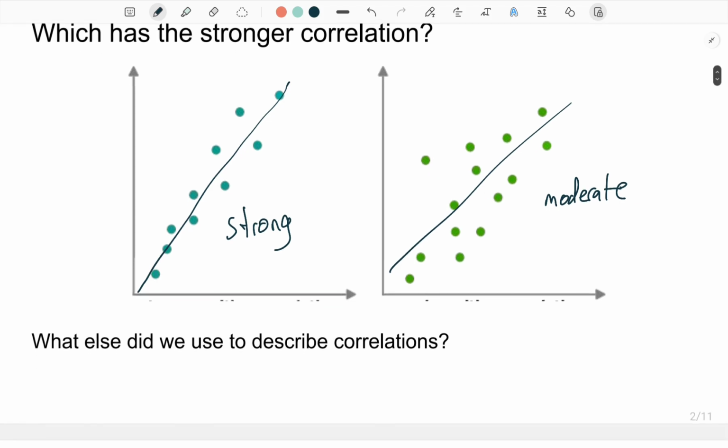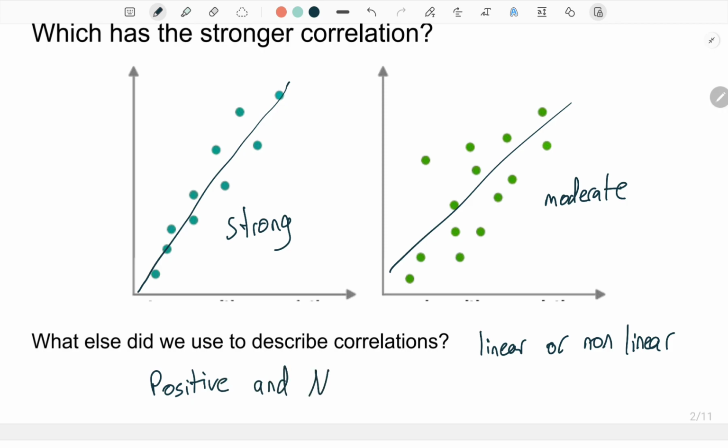We also mentioned, is it linear or nonlinear? That was a big component. Both of these are linear. In general, they have that trend along some kind of line. It doesn't have to be perfect, but there is that trend. And there is also whether it was positive or negative. That just means as you go from left to right, is it increasing or decreasing? So here, that one's positive, and that one's positive as well.